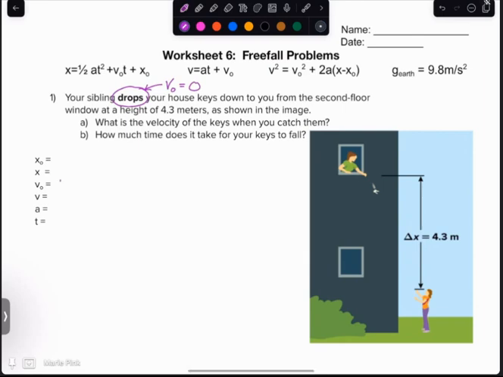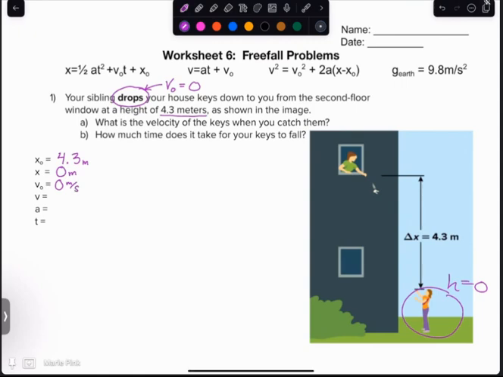So I'm going to fill that in over here. And it's going to start at a height of 4.3 meters as shown in the image. So I'm going to have my starting height as 4.3. Now I then am at a height of 0. So that means that my ending height will be 0 meters.